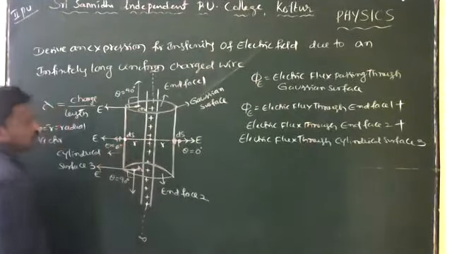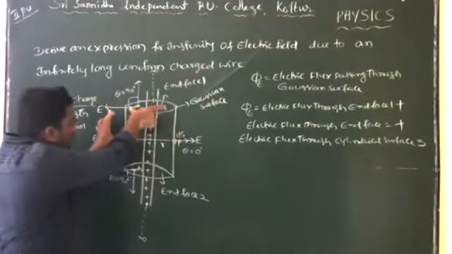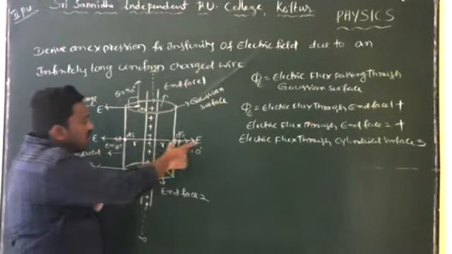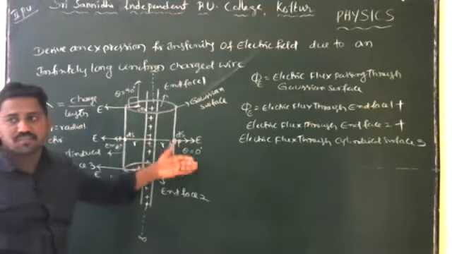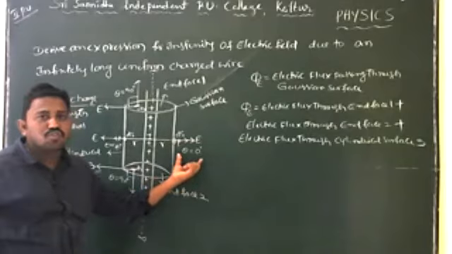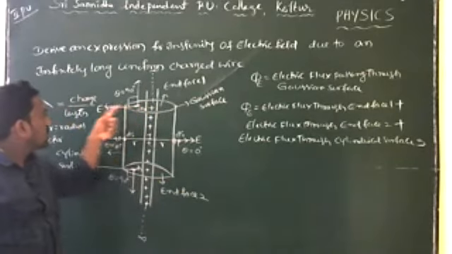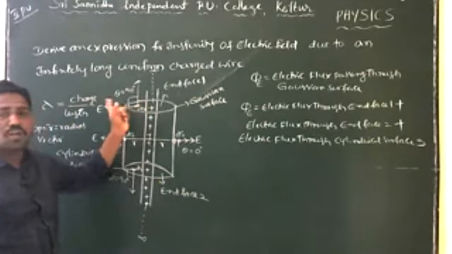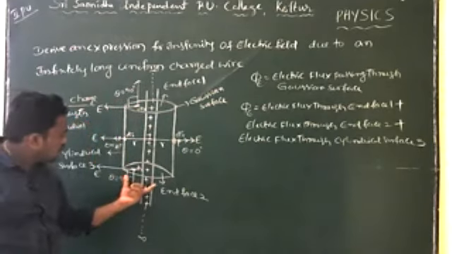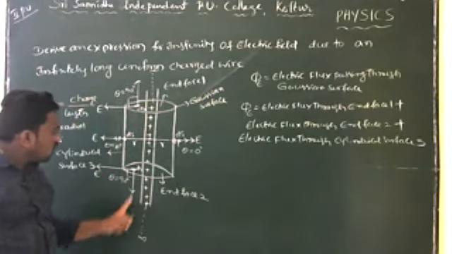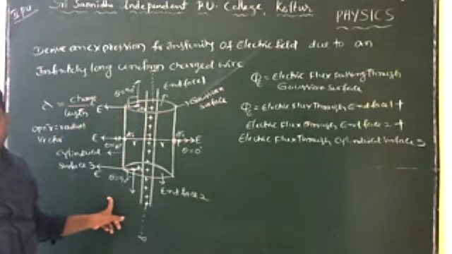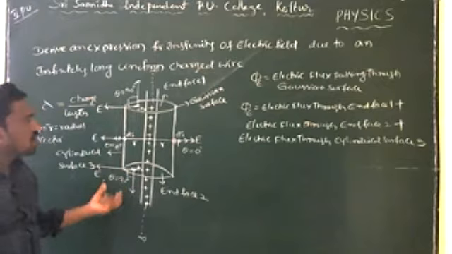So this is very important. On the cylindrical surface, E and ds are in the same direction. So what is the angle? Theta equal to 0 degrees. So on end face 1, E and ds are perpendicular to each other. On end face 2, E and ds are also perpendicular to each other. Okay, so what is the angle theta equal to 0 degrees?